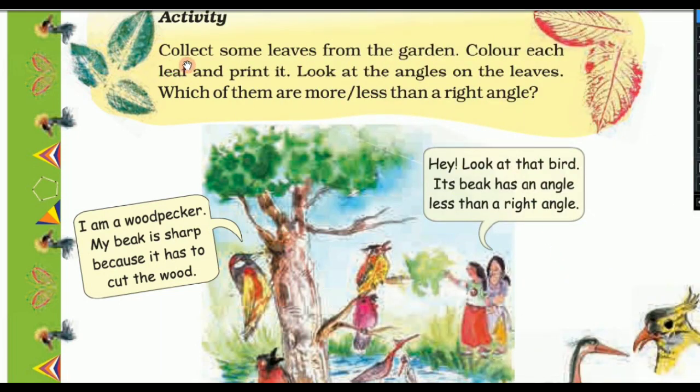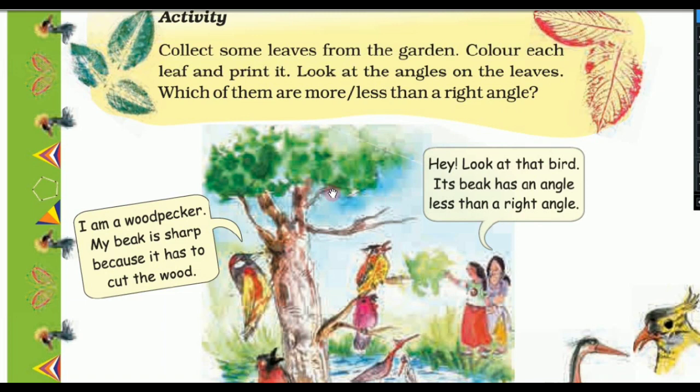Here one activity is given, collect some leaves from the garden. Color each leaf and print it. Look at the angles on the leaves. Which of them are more or less than a right angle? See here some pictures are also given of these printed leaves. You can do this yourself.